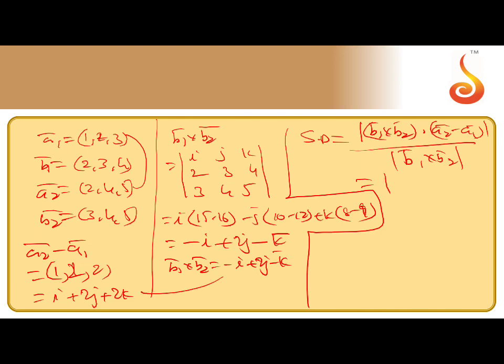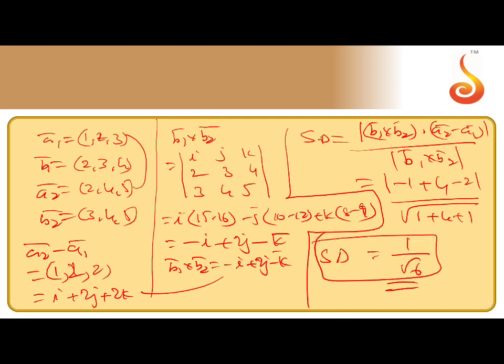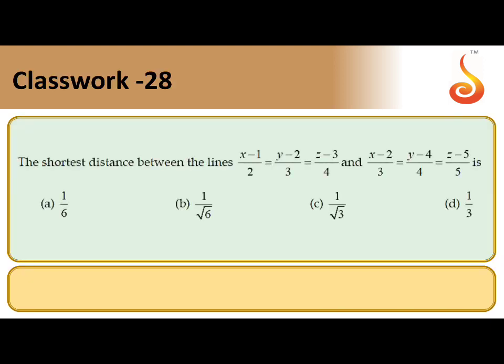Modulus of (minus 1, 2, minus 1) dotted with (2, 4, minus 1 into 2 minus 2) whole divided by the magnitude of B1 cross B2, which is root of 1 plus 4 plus 1. So what does the numerator give? 4 minus 3, that is 1. So 1 by root 6 is the answer. Therefore, the shortest distance is 1 by root 6. Check the answer. Which option is matching? Option B is the right answer. I hope this is clear.